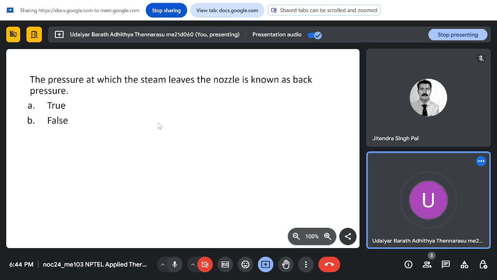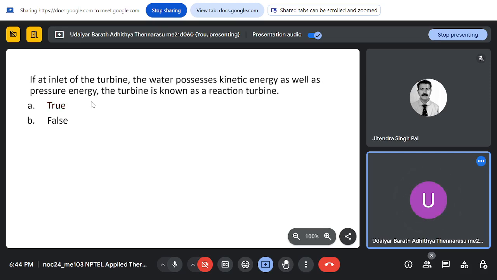So the next question is, the pressure at which the steam leaves the nozzle is known as back pressure. So it's a true or false question. So the answer is true. The pressure at which the steam leaves the nozzle is known as back pressure. Next is, if at inlet of the turbine the water possesses kinetic energy as well as pressure energy, the turbine is known as reaction turbine. So the answer is again true.